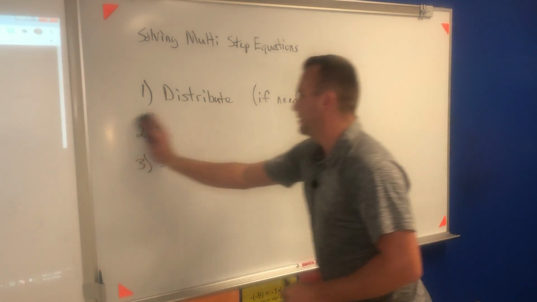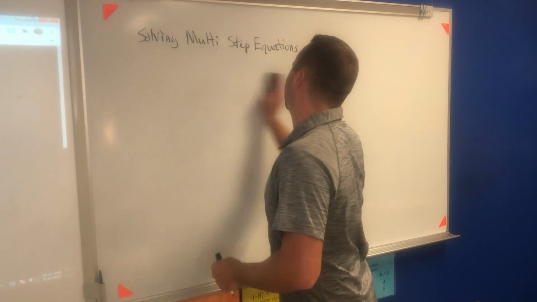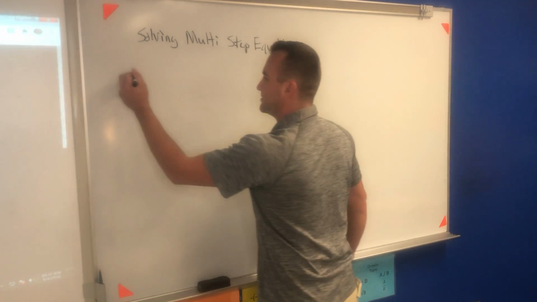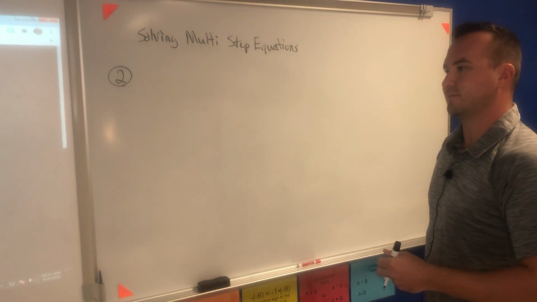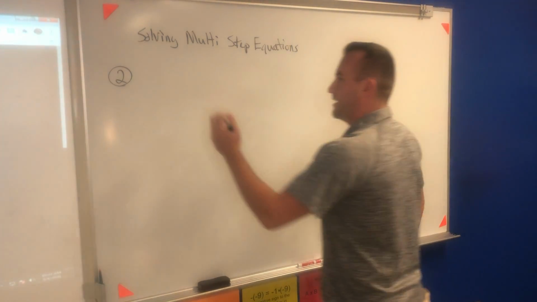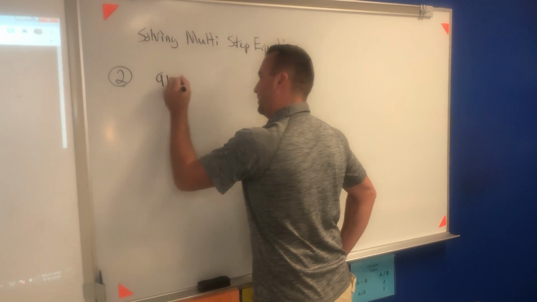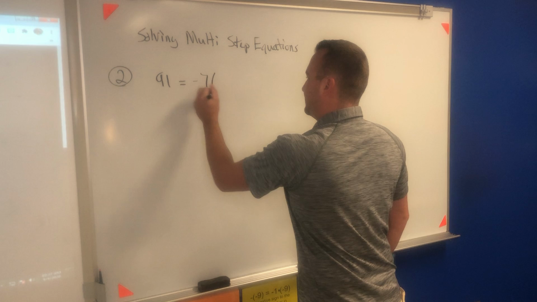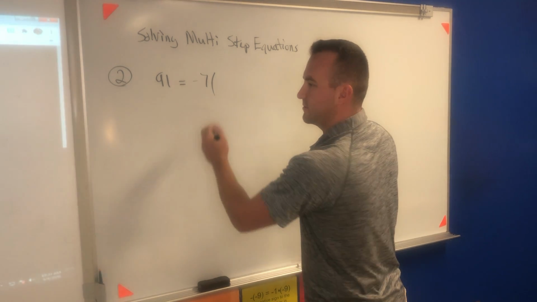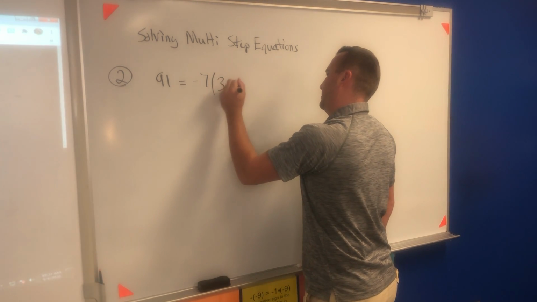So number 2, again, I'm doing evens. You guys are responsible for the odds. I've got 91 is equal to -7, parentheses 3a, minus 1.